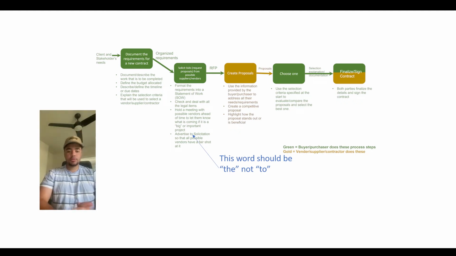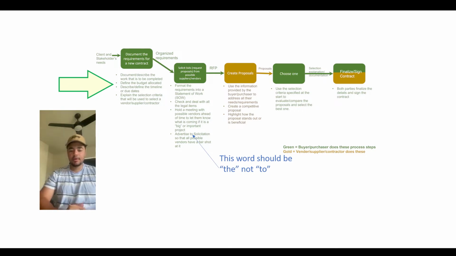So first things first, you're gonna want to document the requirements for a new contract, which means you're gonna have to write down and explain everything that needs to be done, and obviously include a budget in that, and describe when it needs to be done, like what the due dates are. And this is gonna be what the client and stakeholders' needs are. So you're gonna have to make this document based on what your client and stakeholder wants.